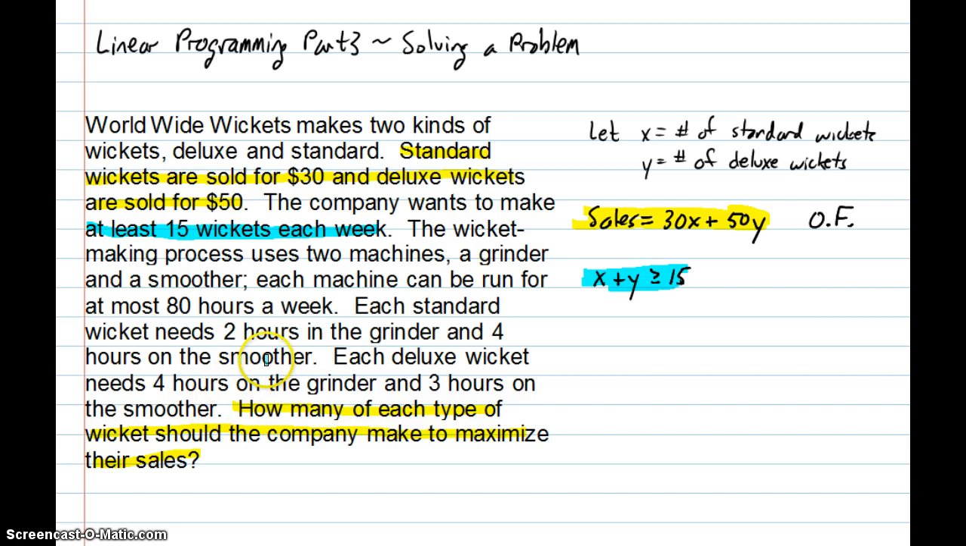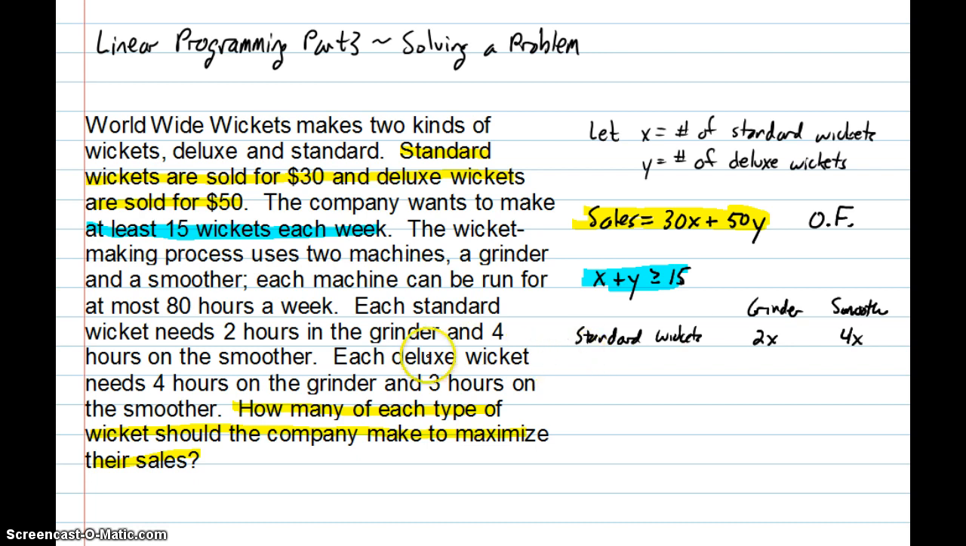Wait, I gotta think about that again. Each standard wicket takes 2 hours on the grinder. So if I make X standard wickets, the grinder runs for 2X hours, and 4X hours on the smoother, because that's about standard wickets, and standard wickets is X in the way I wrote it. So I'm going to write that down real quick. Standard wickets on the grinder, I need 2X hours, and on the smoother I need 4X hours.